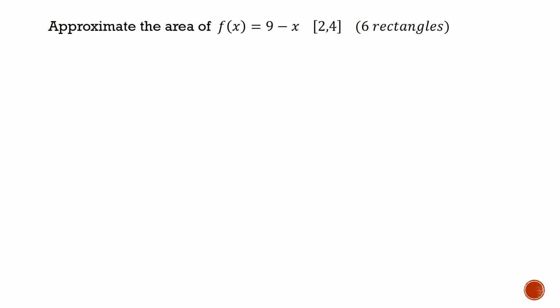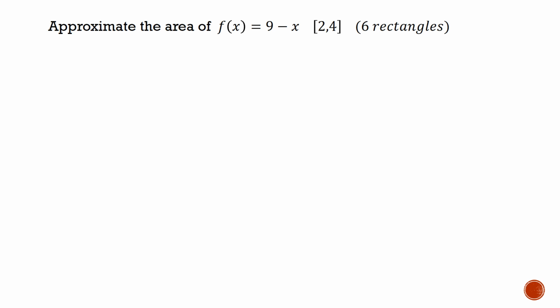Okay, so the next example is approximate the area of f of x equals 9 minus x between the interval 2 to 4 using 6 rectangles. Now we call this an approximation because we're telling you to only use 6 rectangles. If we did not give you the number of rectangles and we still used the limit process, then we would be able to find the exact area. But right now we're approximating the area because of the number of rectangles used. Of course, the more rectangles we use, the better the approximation would be.